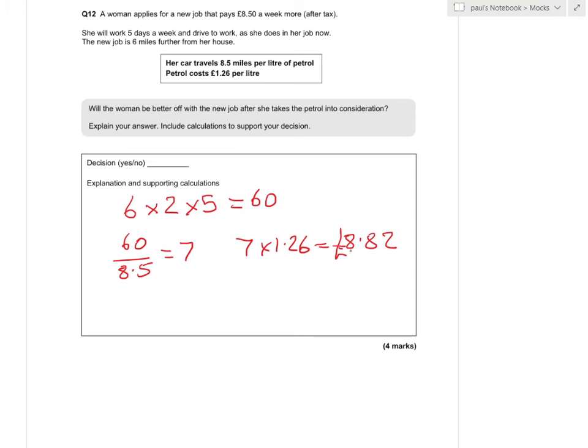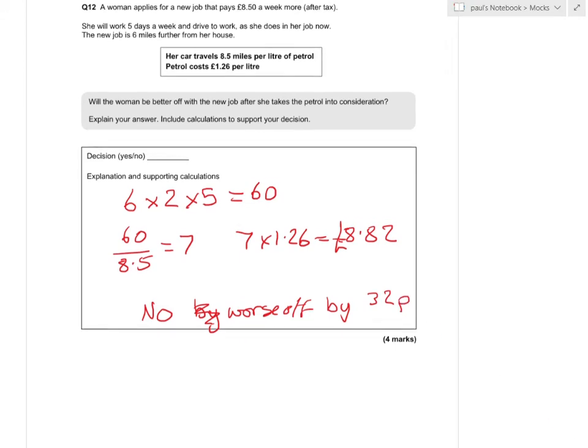So that's how much it's going to cost to get to work and back for the week. She's got a new job that pays £8.50 a week more. So will she be better off? No, she's worse off. The difference between these two is 32 pence. Worse off by 32 pence.